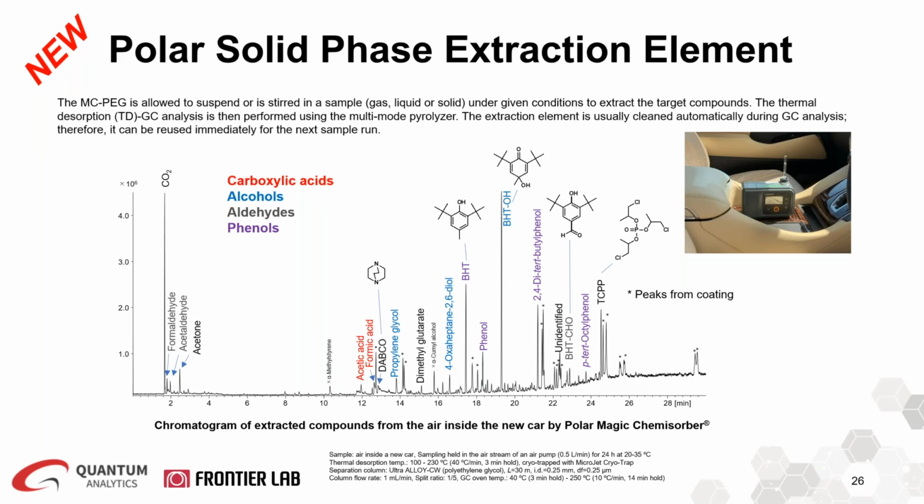The desorbed compounds were cryotrapped at the head of the GC column using the microjet cryotrap prior to the chromatographic separation and detection by the MS. Various polar compounds, as you can see, such as phenol and an oxidized product of BHT, were observed in the chromatogram. The results show that the use of the magic chemisorber and the pyrolyzer configured for thermal desorption is a quick and simple technique for analyzing polar compounds in air samples.